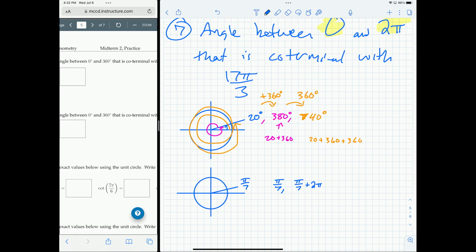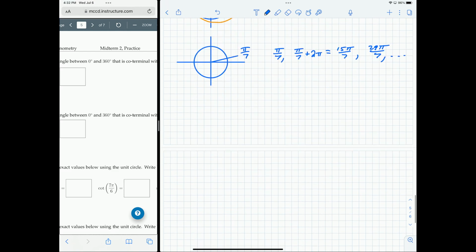full revolution. And if you actually work out pi over 7 plus 2 pi, you'd have to get a common denominator, and it would end up 15 pi over 7. You could add another 2 pi, which I'm not going to show you, but that would be 29 pi over 7, etc. All of this is a very long-winded way of saying that you can add or subtract one full revolution and end up where you start.